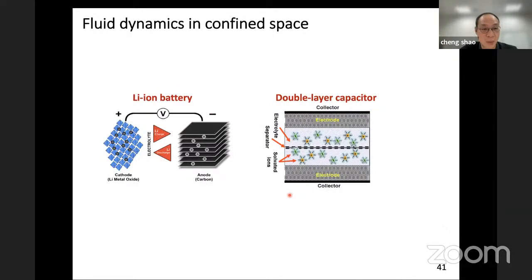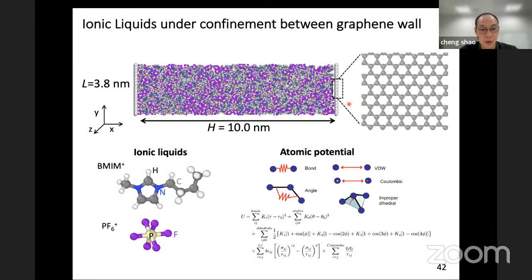And lastly, I will also talk a little bit about fluid dynamics in confined space. We are interested in this problem because the dynamics of fluid in confined space are common in a lot of devices like lithium-ion batteries or double layer capacitors. So in this part, we also apply molecular dynamics simulation to understand the transport dynamics of an ionic liquid confined between parallel graphene walls.